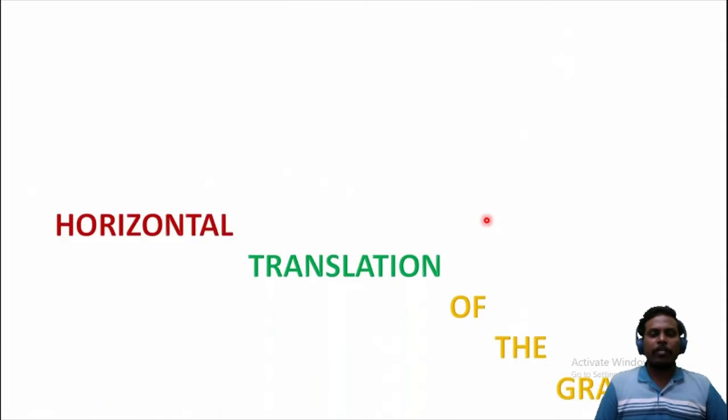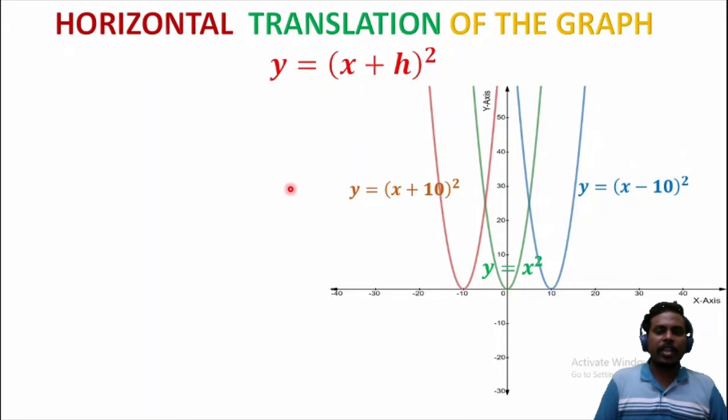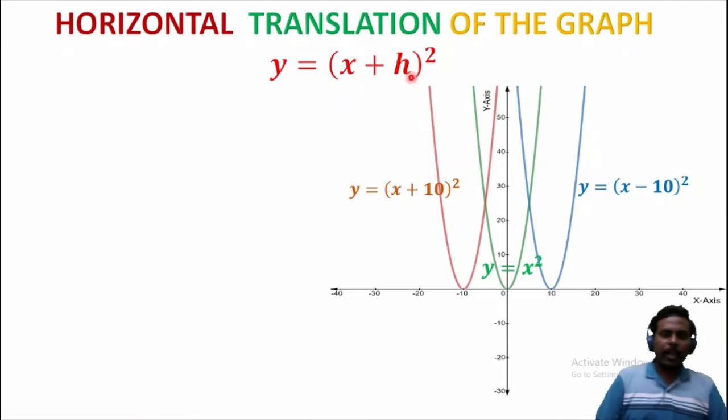Let's discuss some more modifications. This is called horizontal translation of the graph. What is the modification that I am doing here? In place of x square, I am using x plus h whole square. I have added h here. Now I have plotted the graphs by taking some values of h.